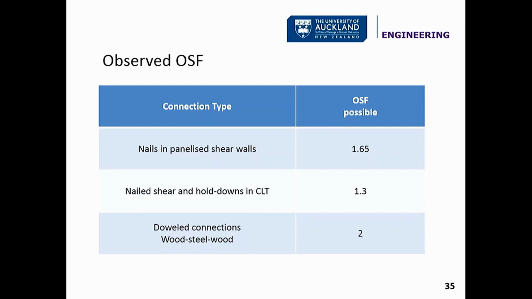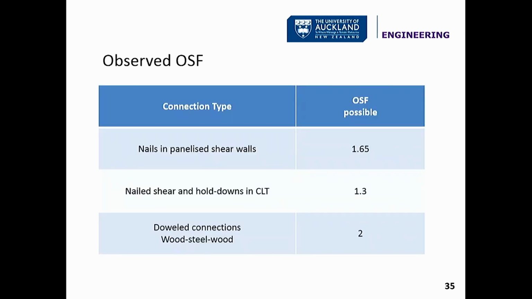So some of the recommended overstrength factors for different connections in shear walls: we have 1.65, not too bad. Nailed shear and hold downs in CLT, 1.3. Dowel connections, wood-steel-wood, 2. A discrete connection, not so good if we want to go multi-story. So this is good in our shear wall.